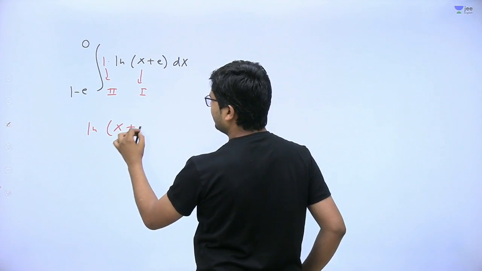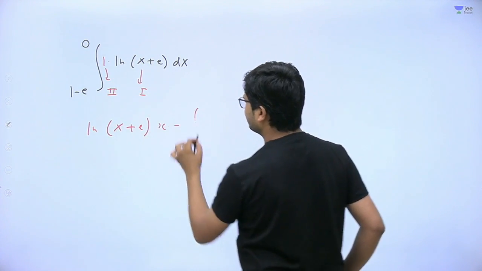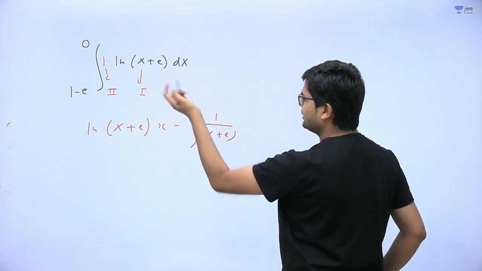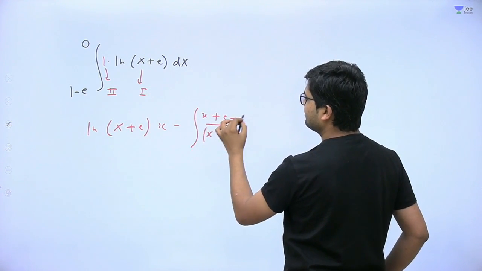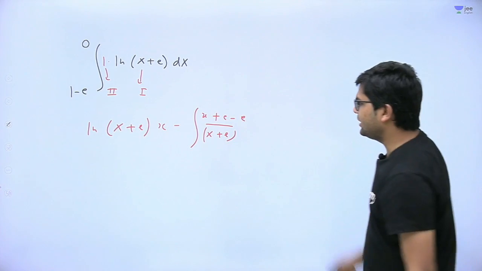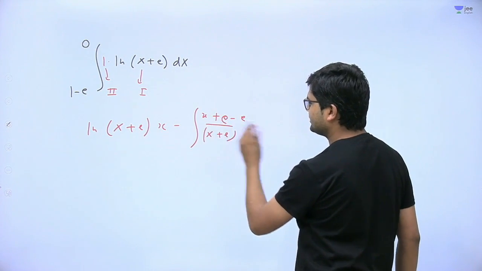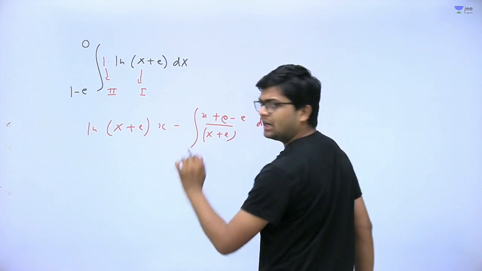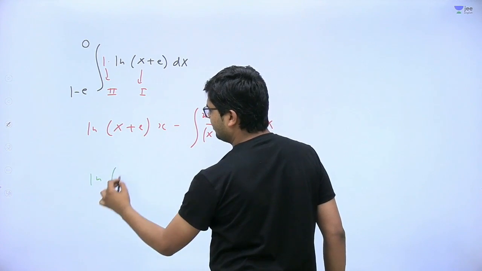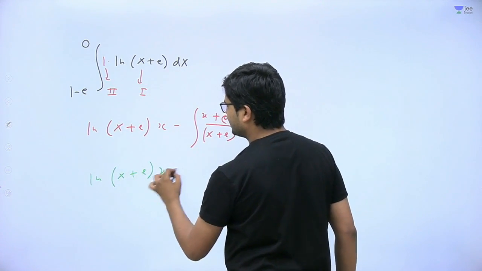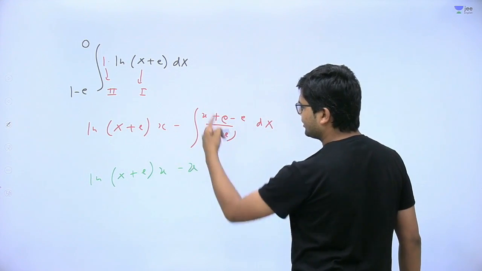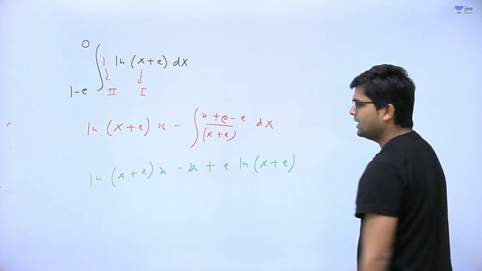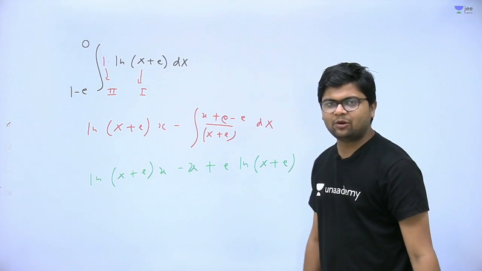First function, integral of second function, which is 1, minus derivative of first function, which is 1 upon x plus e, and integral of second function, the integral of 1, will be x. So add e and subtract e and separate it to solve the integral. Once you add and subtract e and separate them, it will be dx. The final integral, I'm writing, just listen to me. It will be ln of x plus e into x, minus, integral of 1 will be x plus e times the integral of 1 upon x plus e, which will be x plus e. Getting my point? Yes or no?